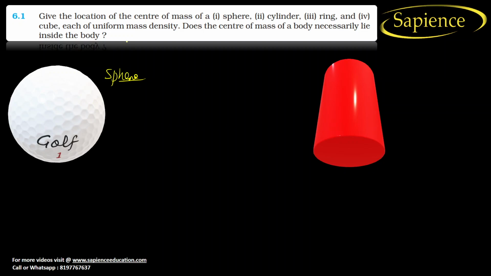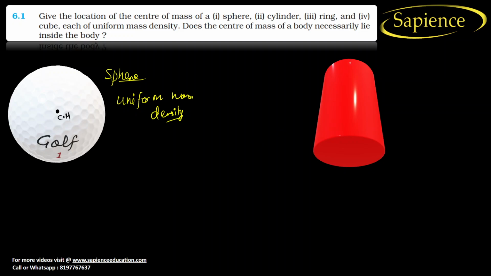They have also given that each has a uniform mass density. Uniform mass density means that mass is evenly distributed. So if the mass is evenly distributed, then its center of mass will be at the center of the sphere. So this is the center of mass. Now, secondly, we need to find the center of mass for the cylinder.